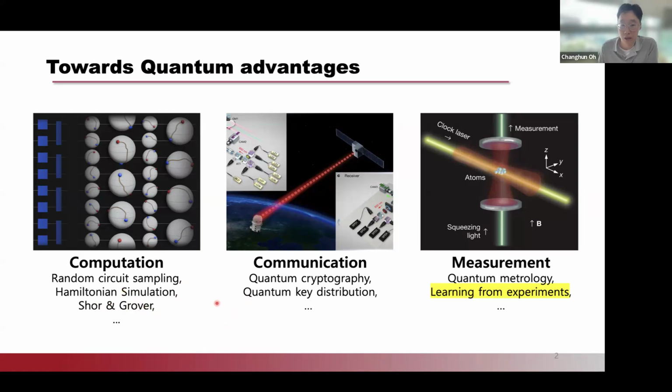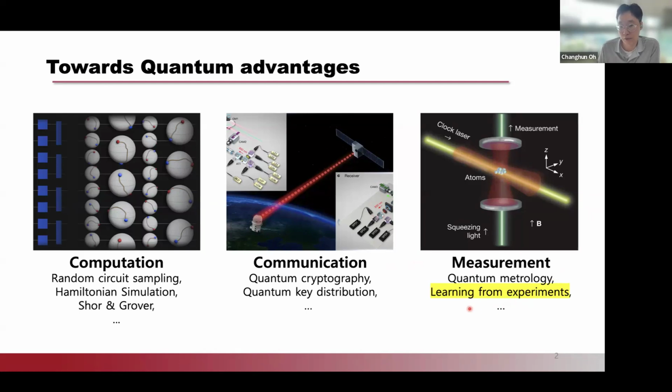Another type of quantum information processing is quantum communication, with which we hope to transmit quantum information through a quantum channel in a secure way. Another area where we can find quantum advantage is quantum metrology, or quantum measurement. The main goal of quantum metrology is to achieve a sensitivity using quantum resources such as entanglement or squeezing, which cannot be done using classical means.